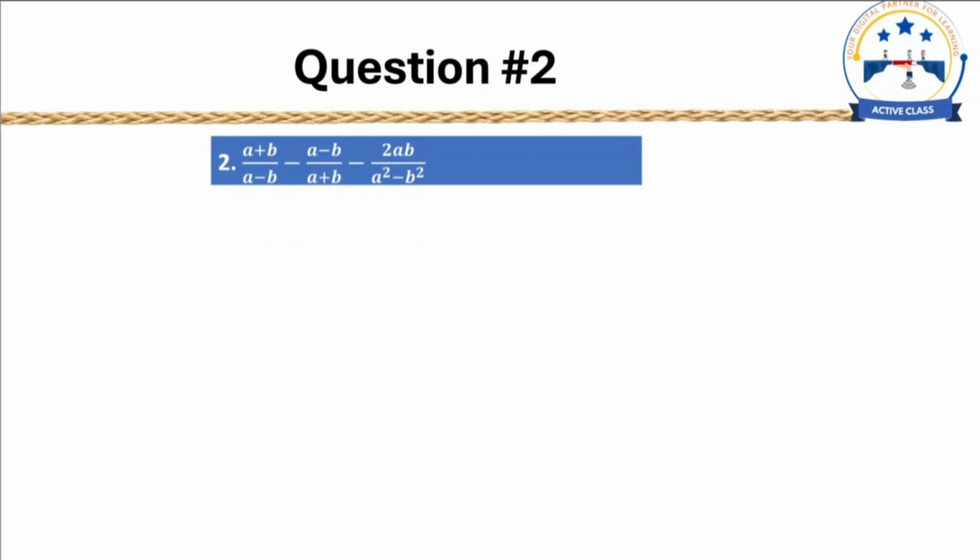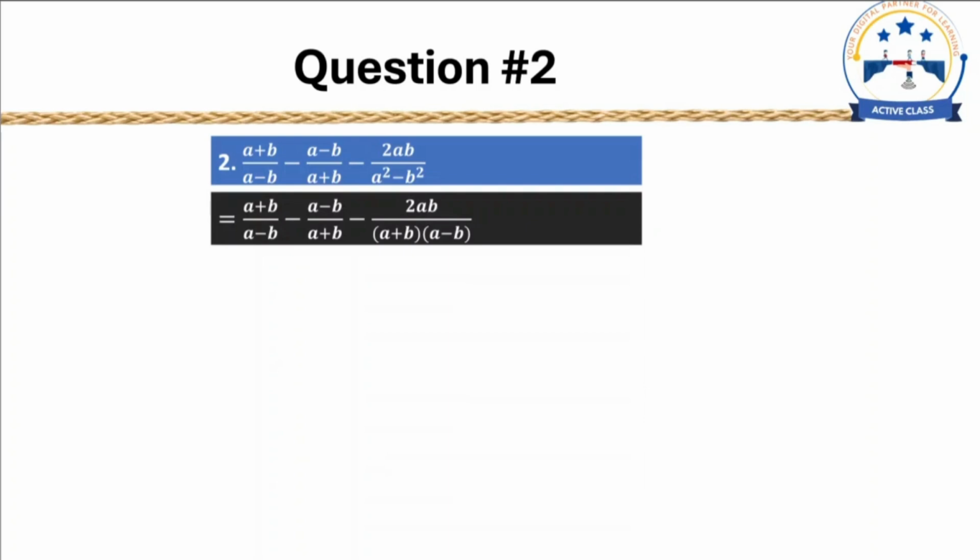Again, while simplifying this one, we recall the 3 steps. First, factorize the denominator and numerator if possible, right? The first and second fractions we cannot factorize, they are already in the simplest form, but the denominator of the third fraction can be factorized. A square minus b square is a plus b, a minus b, isn't it? So we'll replace this with these two factors, okay? I haven't done anything new except factorizing the denominator of the third fraction.